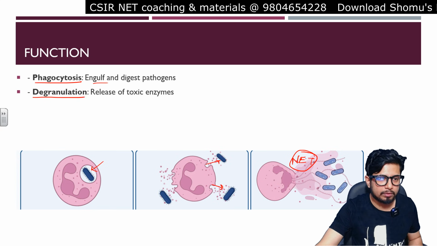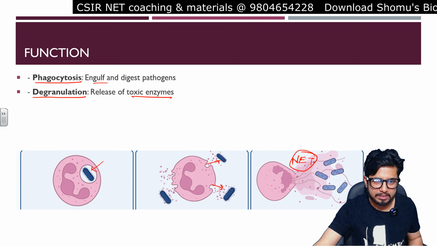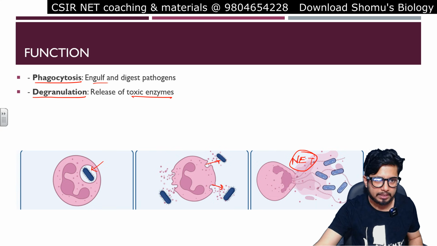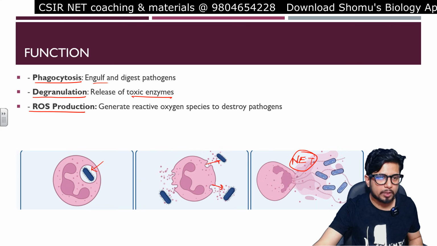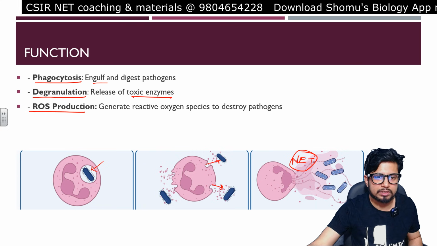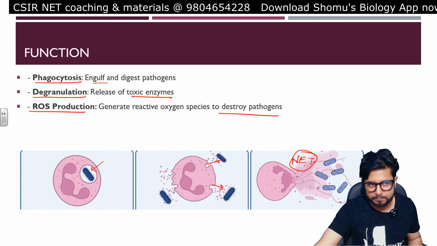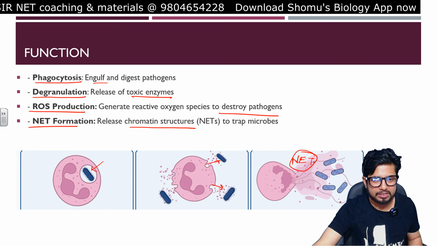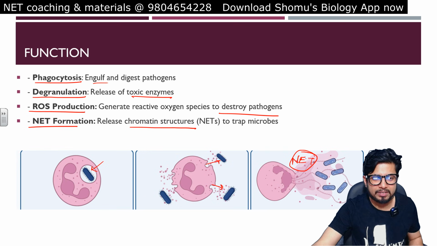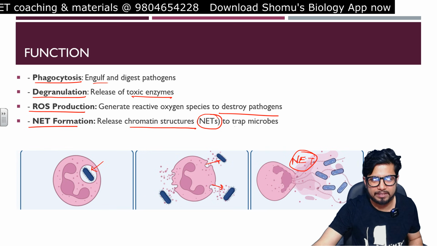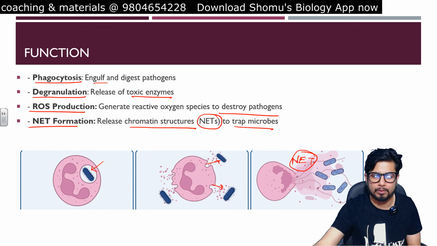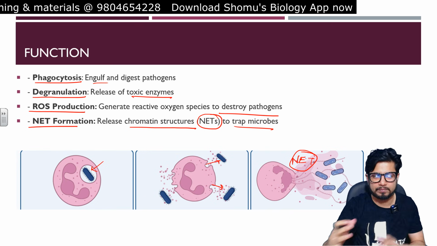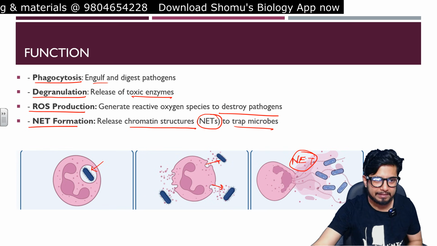Second is the degranulation role. They release toxic enzymes, and those toxic enzymes further cause degradation of the target bacteria. Third is ROS production. They generate reactive oxygen species to destroy pathogens. And NET formation. They release chromatin structures, and these chromatin structures are known as NETs, which basically form a trap for microorganisms. So they form this net where they can trap the microorganisms and kill them at the end.